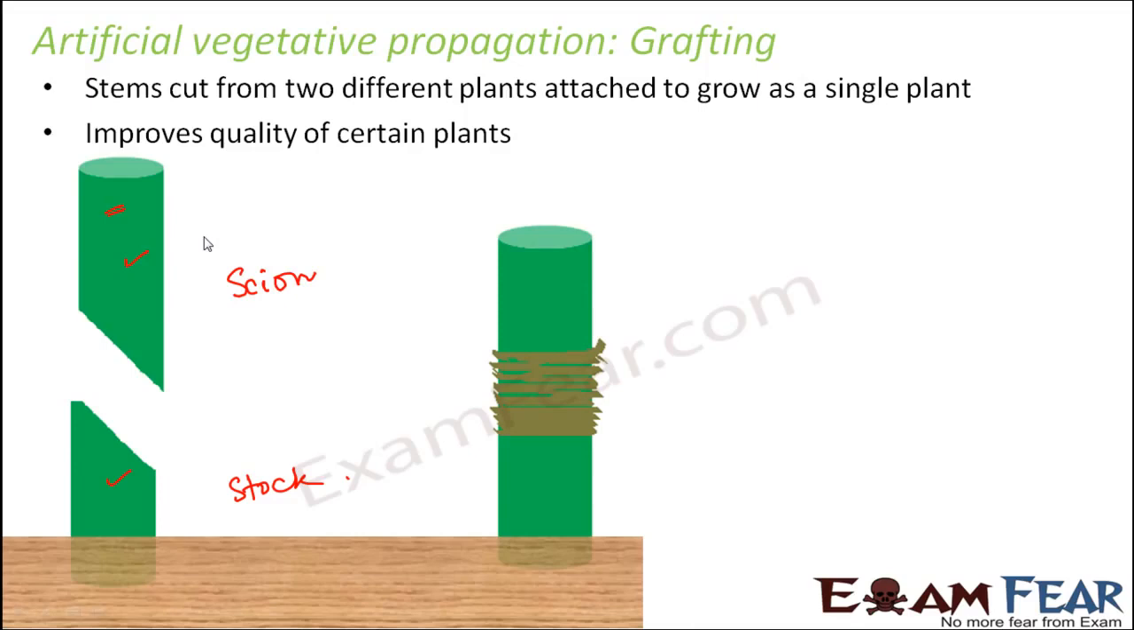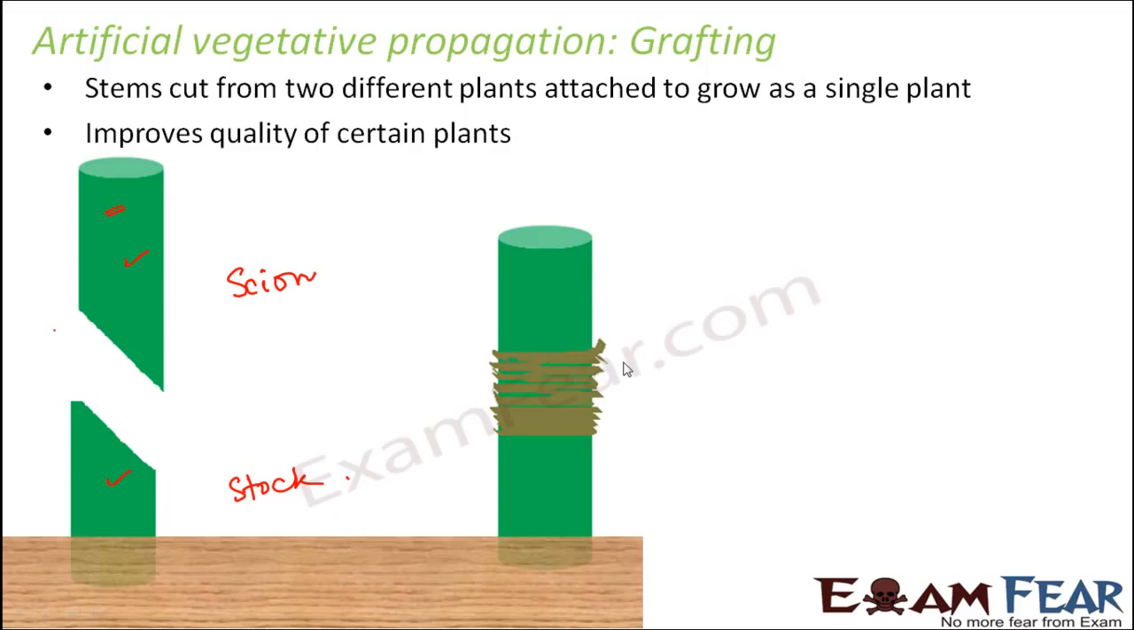Scion and stalk should exactly fit each other, leaving no gap. There should be absolutely no gap when you are fitting them together. That is why a slant cut is preferred, so that they exactly fit in. Because if you cut it straight, sometimes it becomes difficult to ensure that there are no gaps. So you cut it slant so that they fit in exactly with each other.